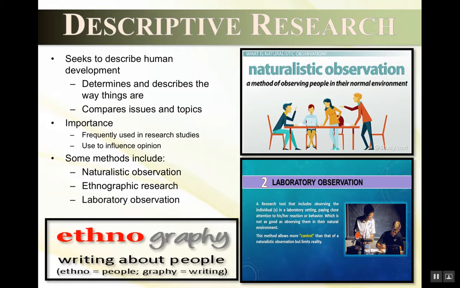And some methods that are used are things like naturalistic observation, which is where you observe people in a normal environment to understand why things are the way they are.